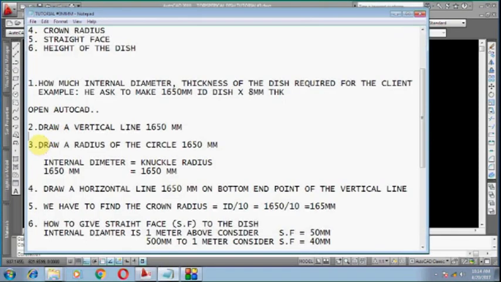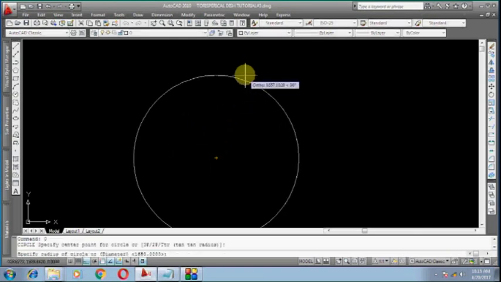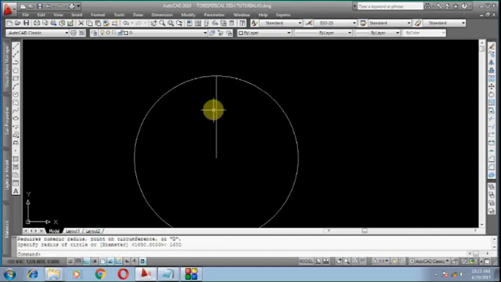Draw a circle of radius 1650. Why am I taking 1650 as the radius? Because the internal diameter is equal to the knuckle radius of any torispherical dish. Then 1650 is equal to 1650. On the bottom end point of the vertical line, draw a circle of radius 1650 by using the circle command.